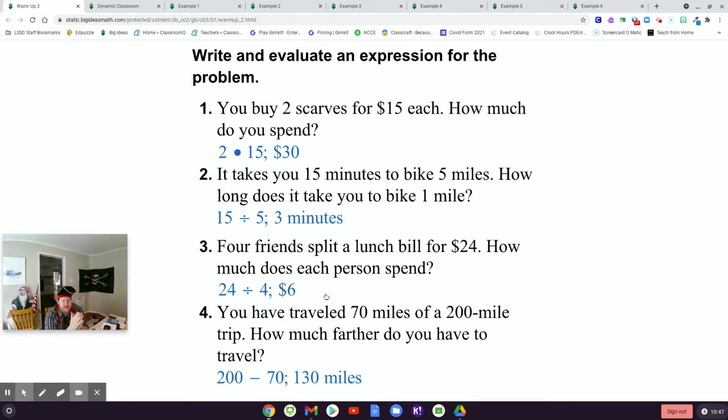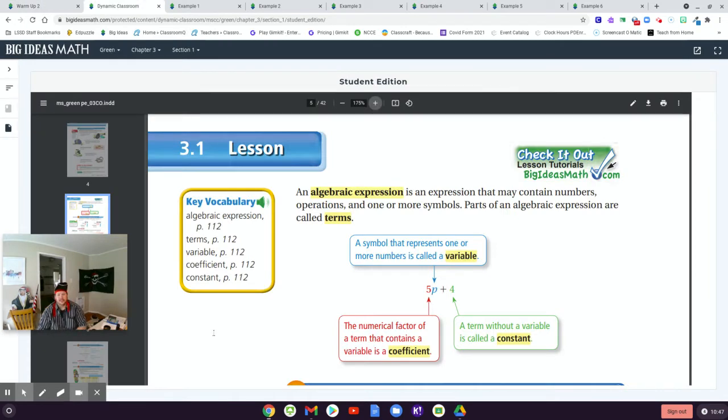So part of what we're going to be doing with this unit is first identifying what operations are being done. However, sometimes we are going to be missing numbers. So we won't actually be using numbers. We'll be using letters. And that is basically what algebra is. So we're going to be doing expressions. And an algebraic expression is basically a number sentence that does not have an equal sign. If it has an equal sign, then it's an algebraic equation.